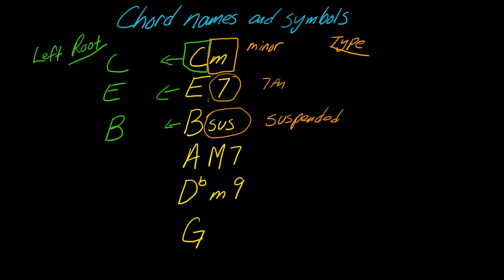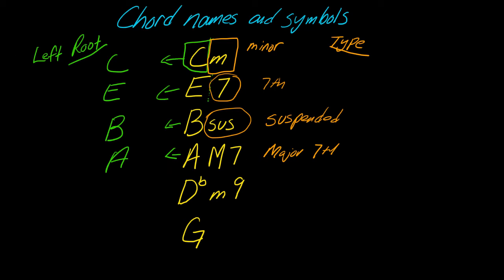Okay, these are going to get a little trickier, but I'm going to show you. So next one here, A major 7. The big M stands for major. That's a 7. Left piece, root, A. The type of chord, major 7th. And that would be 3, 5, 7 you would add to the root.